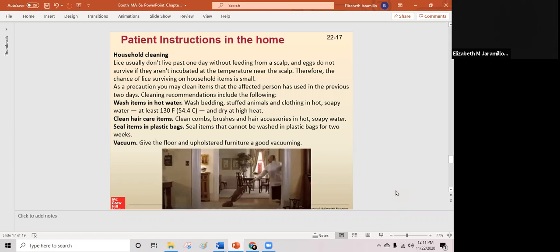Seal items in a plastic bag. Seal items that cannot be washed in plastic bags for at least 2 weeks. Again, depriving them of oxygen, depriving them of nutritional sustenance, etc. That should kill them, right? And then you can wash appropriately, maybe air out, dust out, wipe out. Maybe you can't wash it in the washer, but you can wipe it down with a Clorox wipe or something, I would suggest.